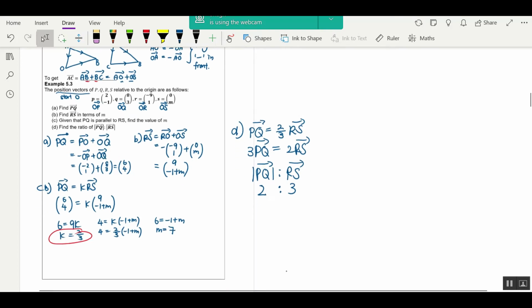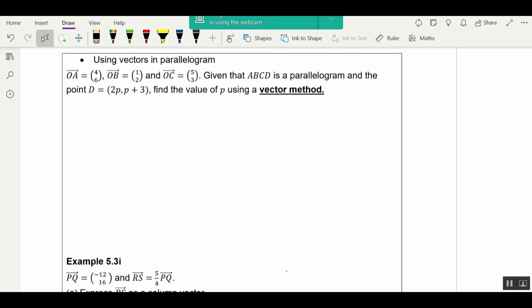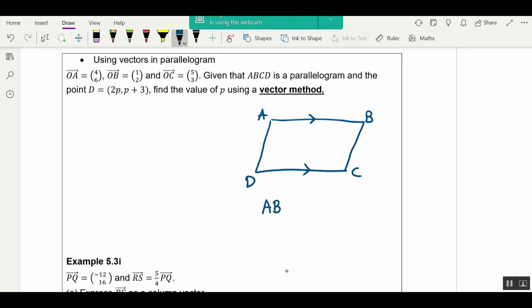Okay, so next part is using vectors in parallelogram. Now OB, OC, OD is given to you. ABCD is a parallelogram. So now if ABCD is a parallelogram, there are two things that we can say. Now when you draw a diagram, it must always be in a clockwise manner. Another thing is AB is parallel to DC, right? Not just that, AB is exactly equal to DC. This can only work in a parallelogram or a rhombus, or a square or a rectangle, yes, but it does not work in a kite.